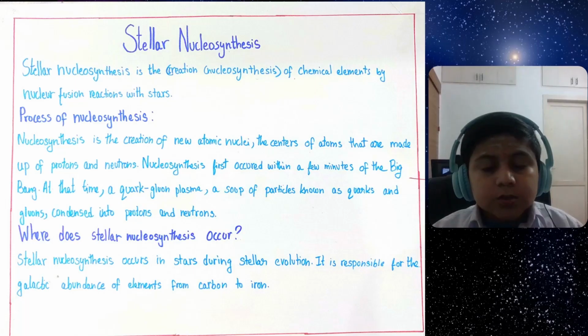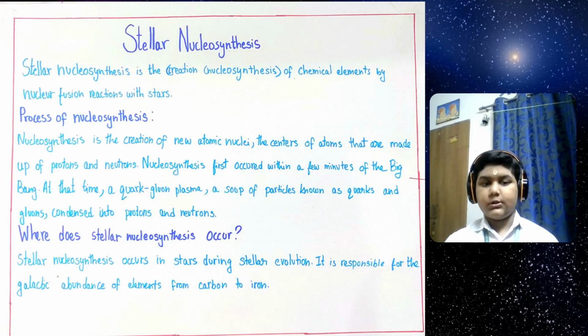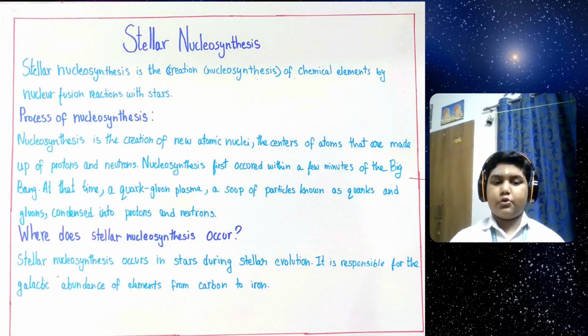Stellar nucleosynthesis. Stellar nucleosynthesis is the creation of chemical elements by nuclear fusion reactions within stars. The process of nucleosynthesis. Nucleosynthesis is the creation of new atomic nuclei, the centers of atoms that are made up of protons and neutrons. Nucleosynthesis first occurred within a few minutes of the Big Bang. At that time, a quark-gluon plasma, a soup of particles known as quarks and gluons, condensed into protons and neutrons.